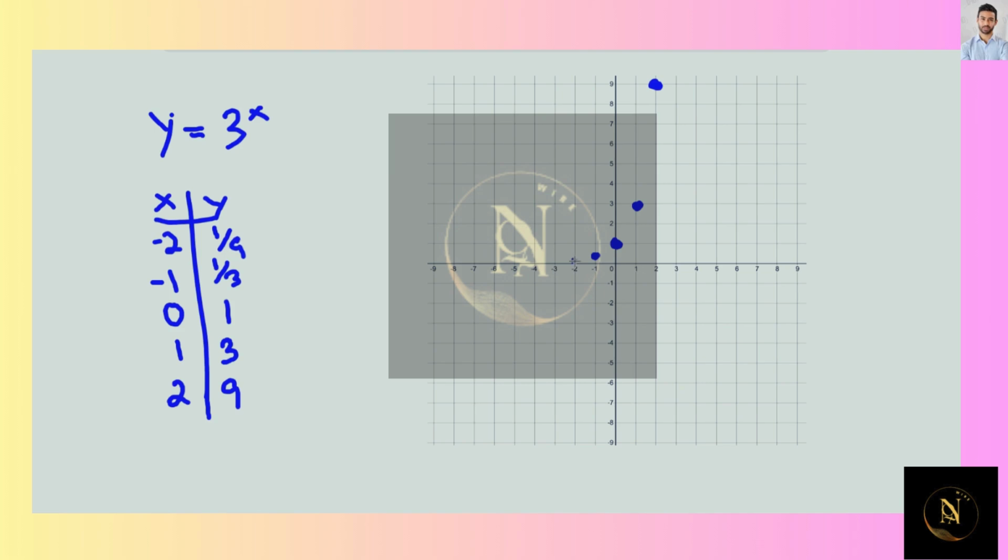So you're looking for an asymptote that is the x-axis, going through the points (0, 1), (1, 3), and (2, 9).